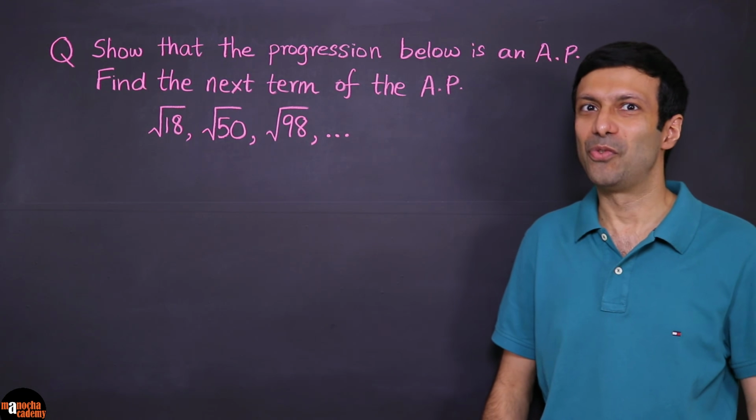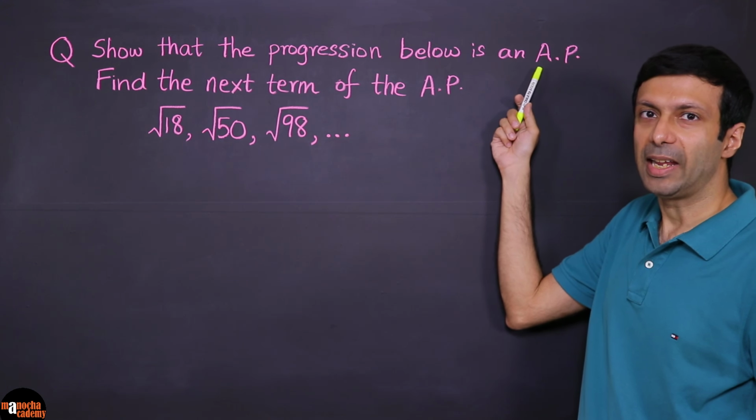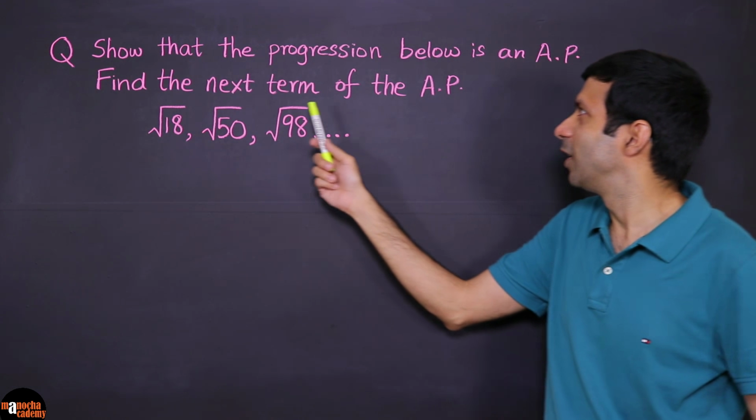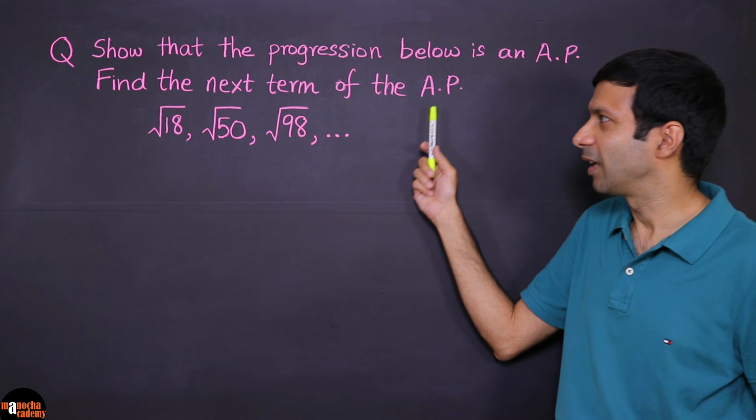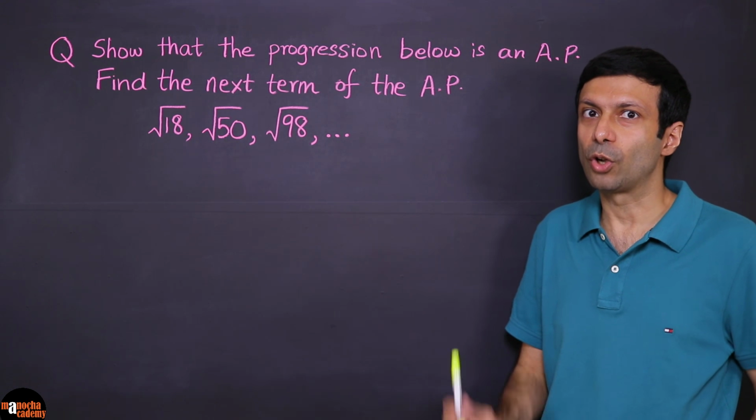Let's start with our first question. Show that the progression below is an AP. Find the next term of the AP. And here's the progression that we've been given. Now how do we solve this?